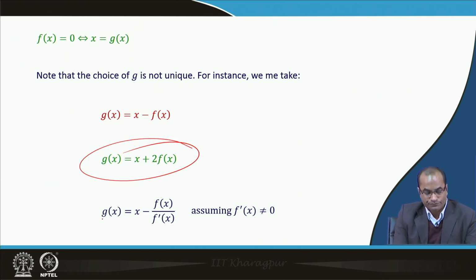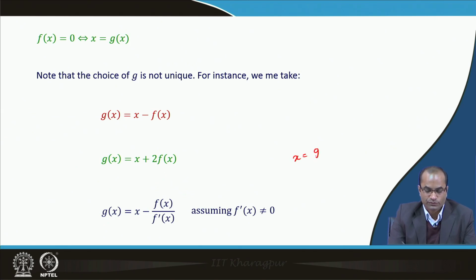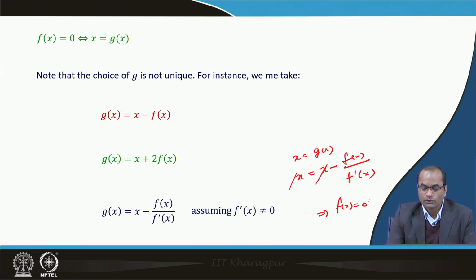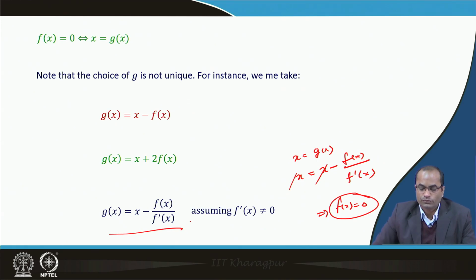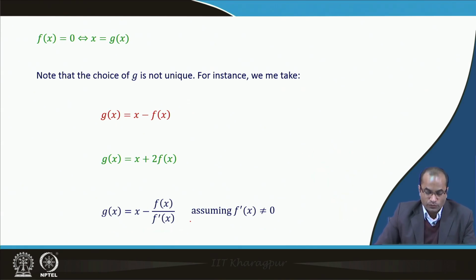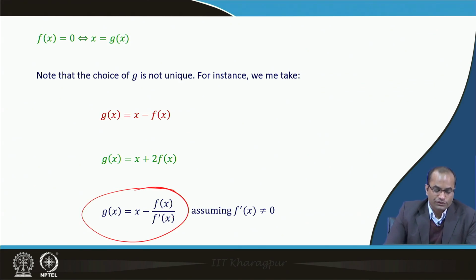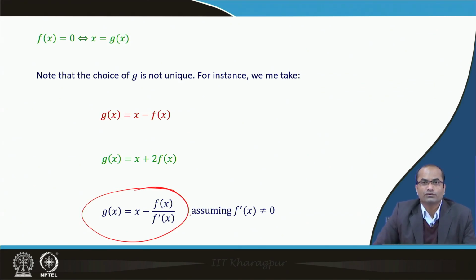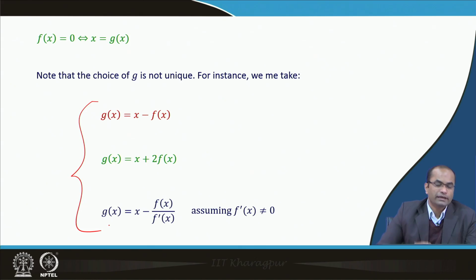One more possibility, which is a little bit complicated, is x minus f(x) over f prime(x), for instance. Here also x = g(x). If I put this g(x) there, f(x) over f prime(x), and the x gets cancelled, then again we get f(x) = 0. So, this is also equivalent to f(x) = 0. This particular g leads to another method, the Newton-Raphson method, which we will discuss in the next lecture. So, what we have seen is that there could be infinitely many possibilities for defining g(x).